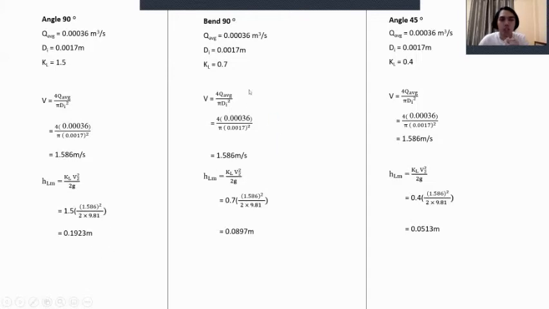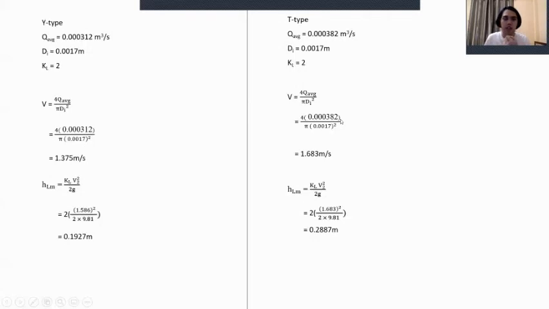So for the bend 90 and angle 45 degree pipe, the equation is pretty much the same. The only difference is the value of KL, which for bend 90 degree is 0.7, and for angle 45 degrees it's 0.4, which will get the value of HLM of bend 90 degree as 0.0897 meter, and 0.0513 meter for angle 45 degrees.